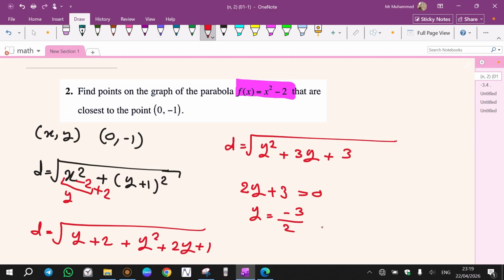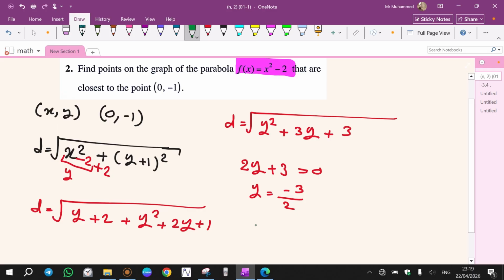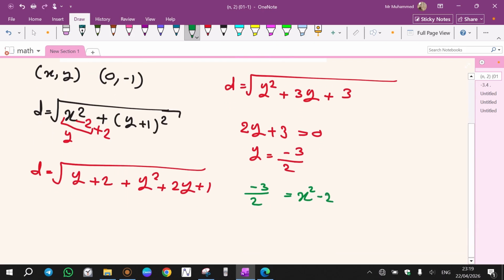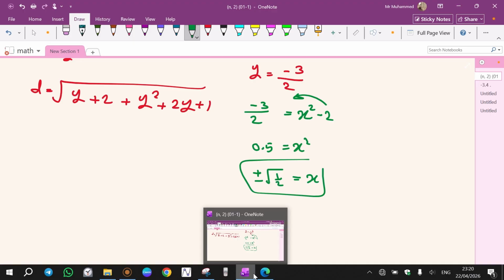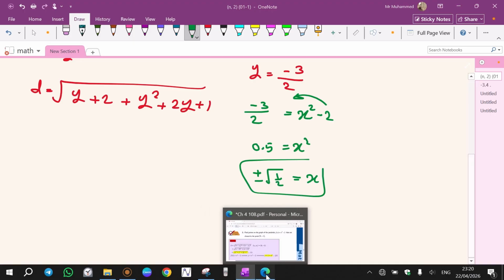We found y, let's use y to find x. Negative 3 over 2 equal to x squared minus 2. Send negative 2 to the other side, becomes positive 2, and negative 3 over 2 is like negative 1.5. Negative 1.5 plus 2 is positive 0.5 equal to x squared. Take square root, so we get plus or minus square root 1 over 2, or square root 0.5, equal to x. These are two possible values for x, and we already have y, so this y and each of these x's make 1 point. That means we will have 2 points in total.